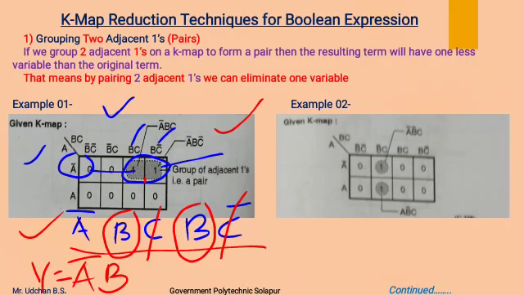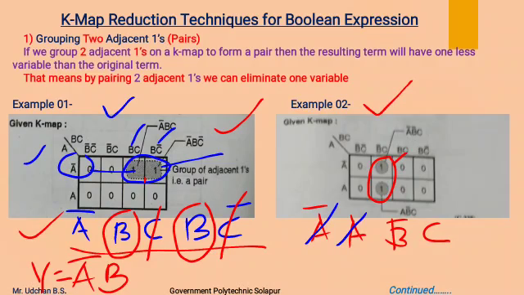In the second example, there is a pair, that is this one. Now we will write the terms related with this pair. The terms related with that pair are A bar, A and B bar C. Now out of these terms A bar and A will get cancelled, as A bar into A gives 0, and the remaining term will be B bar C. This is our end equation, that is the reduced equation using K-map.